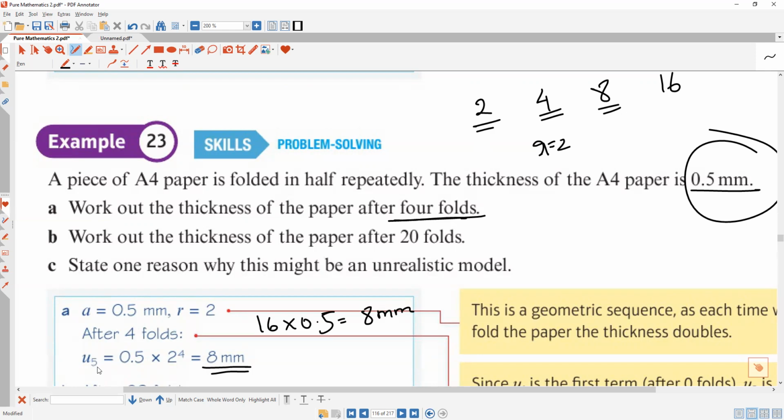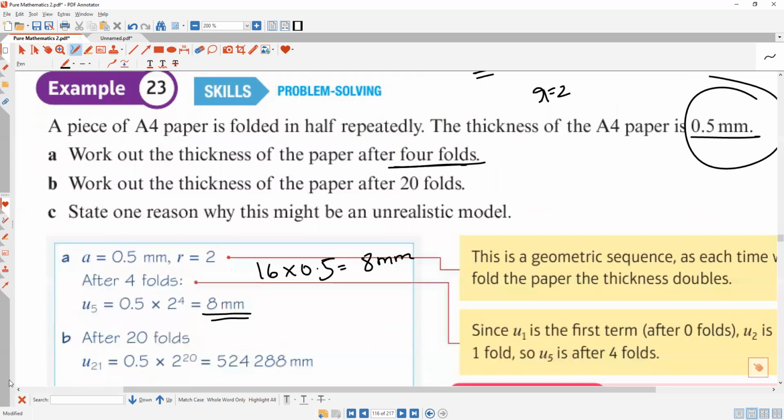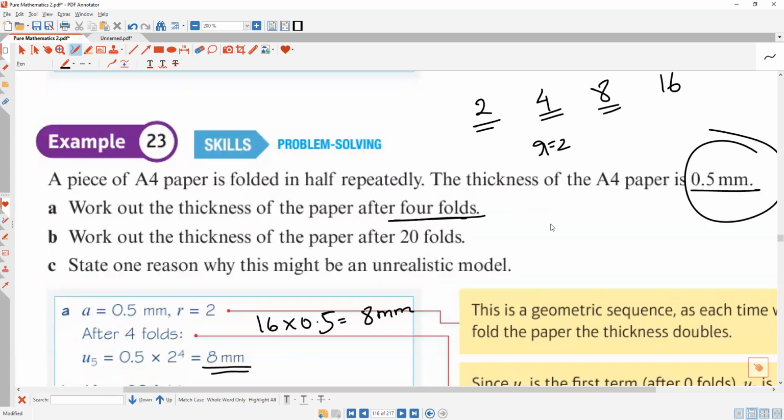That is the initial thickness. Okay. We did it by using common sense. They did it by using this ratio. But you understood my method, right? Okay. Let's see the second one. Work out the thickness of the paper after 20 folds.